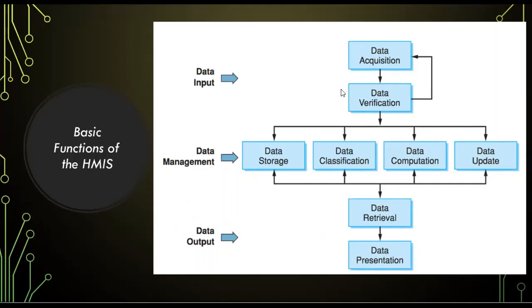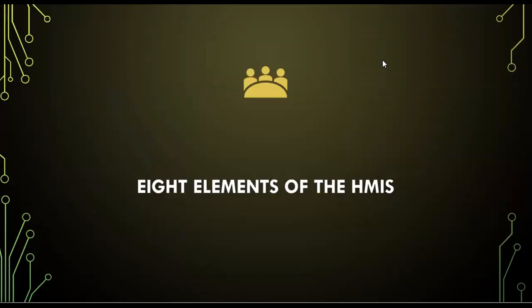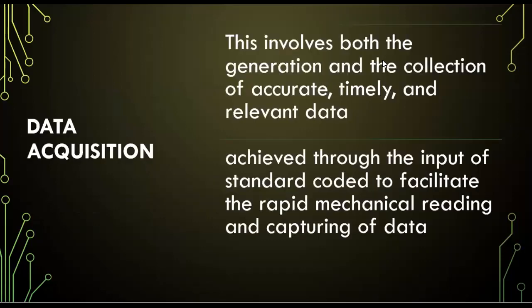Kung bibilangin natin, 1, 2, 3, 4, 5, 6, 7, 8. So, they are 8. So, itong 8 na po ito, they are the 8 elements ng HMIS. Again, these are all the 8 elements po ng HMIS. So, unahin po nating pag-usapan yung data acquisition. Okay, 8 elements po sila ng HMIS.